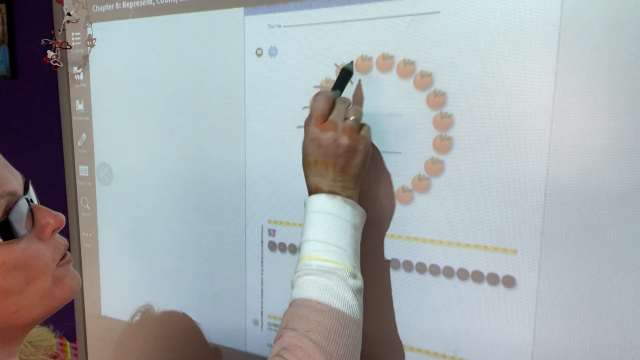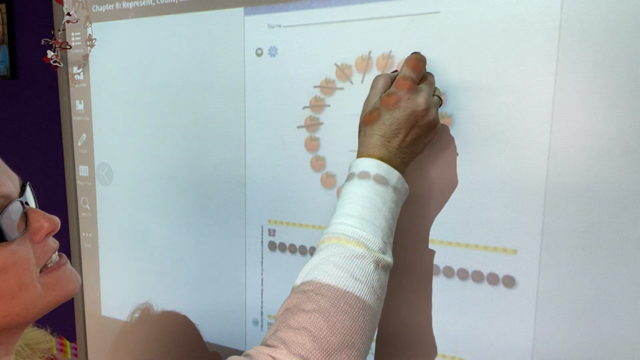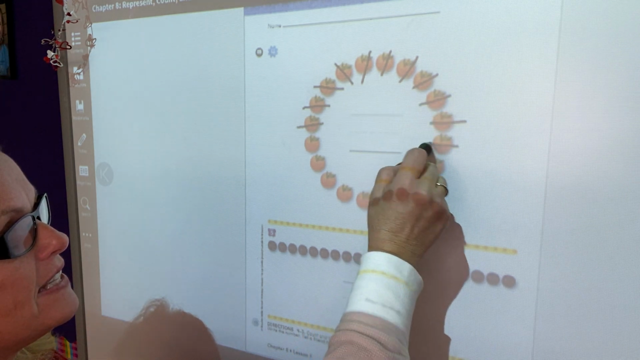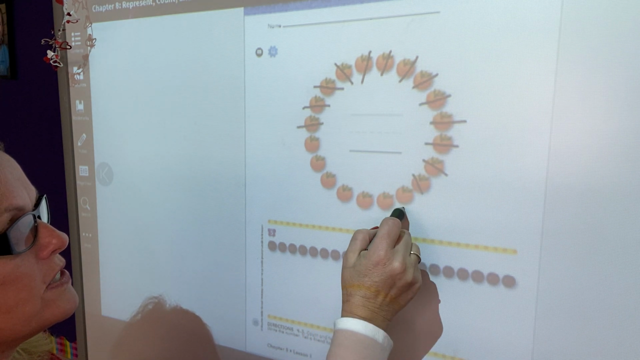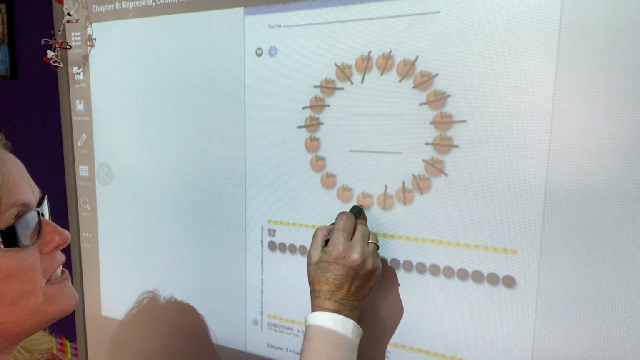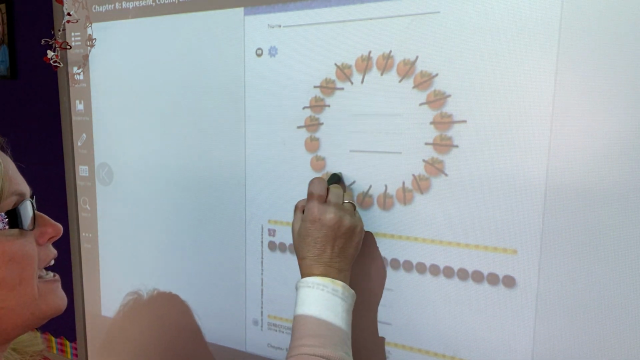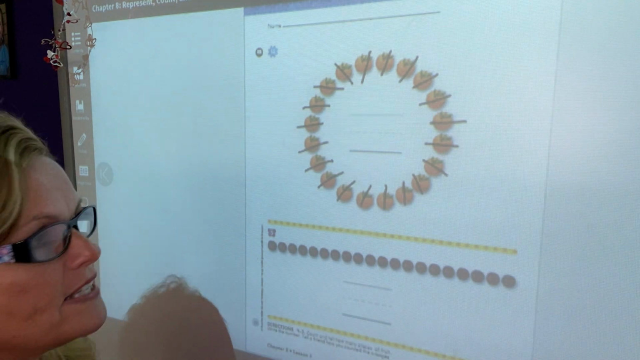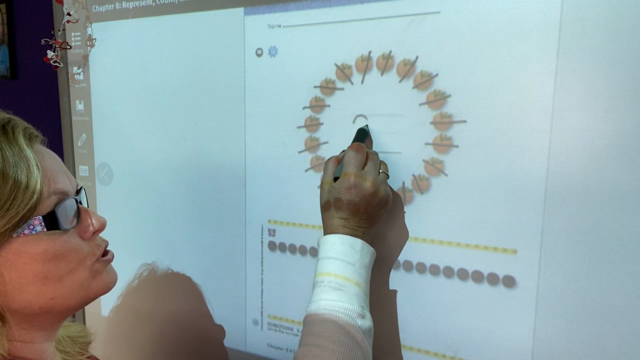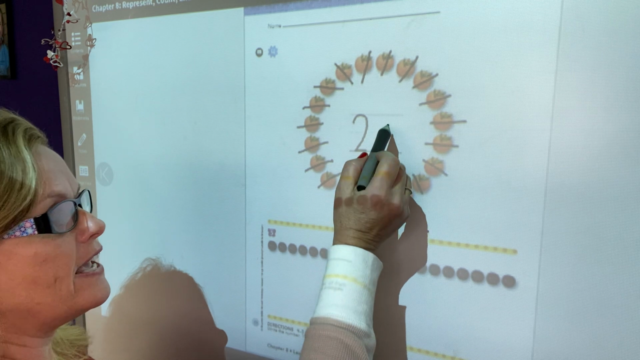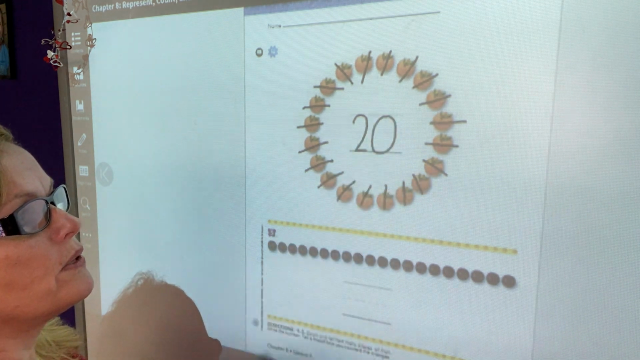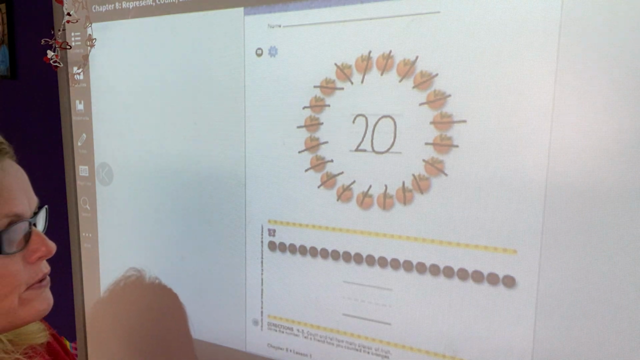3, 4, 5, 6, 7, 8, 9, 10, 11, 12, 13, 14, 15, 16, 17, 18, 19, 20. I got to 20. 20 is a 2, remember, and a 0. 20 is a 2 and a 0.